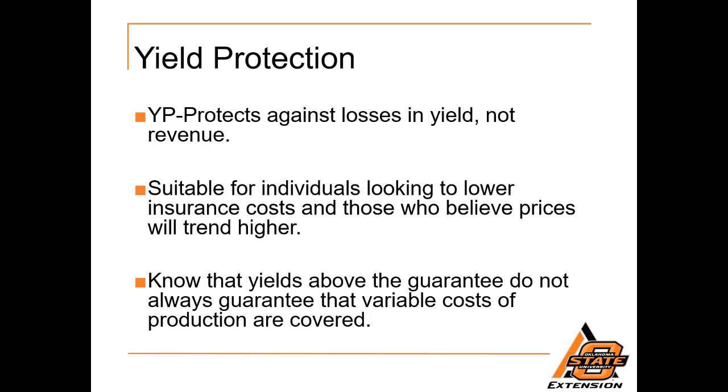Know that yields above the guarantee do not always guarantee that variable costs of production are covered, because again, a large decrease in price, even with an increase in yield, could end up in a situation where our variable costs of production are not covered. So it's a pretty simple product compared to revenue protection. Again, we're only concerned with decreases in yield, and it's generally cheaper, and that would be the allure to most producers.